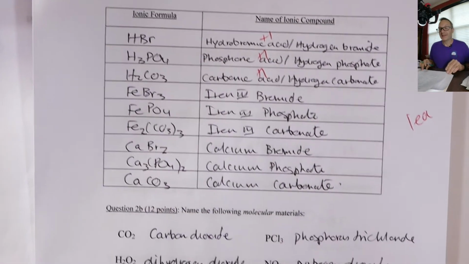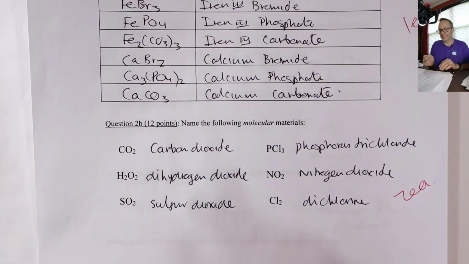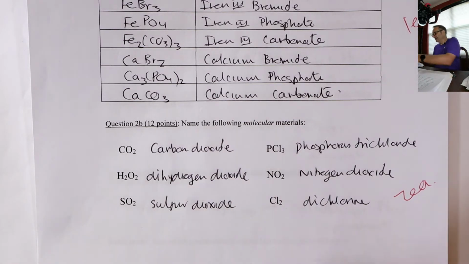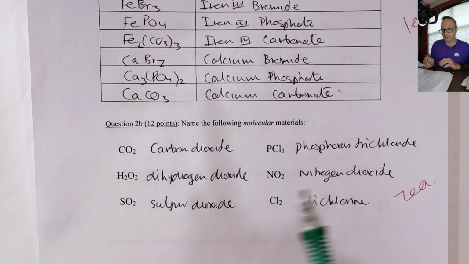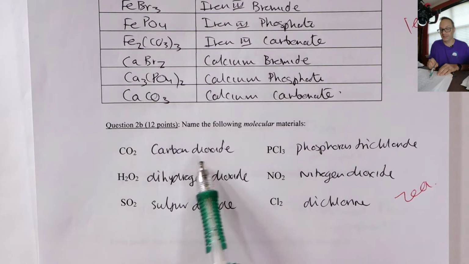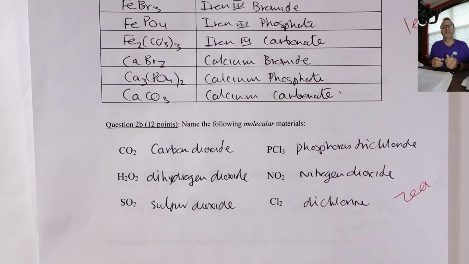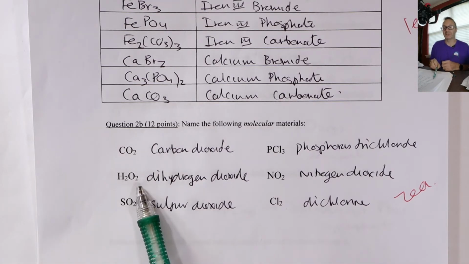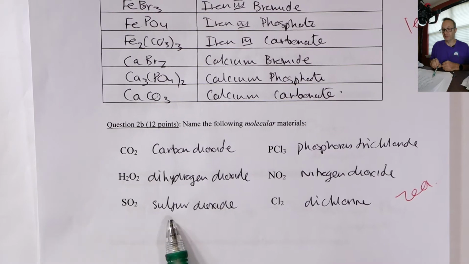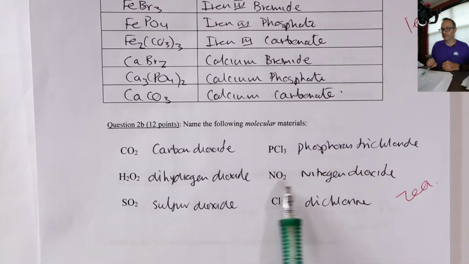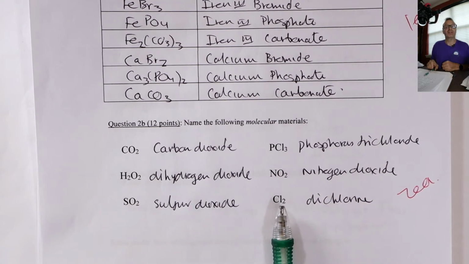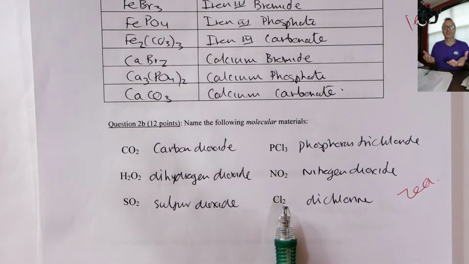Next one, the same molecular materials. Somewhat similar on both, but I'll go through them both. CO2, carbon dioxide. H2O2, hydrogen peroxide, is not molecular. Remember the scheme? 2 hydrogens, 2 oxygens, dihydrogen dioxide. Sulfur dioxide, phosphorus trichloride, nitrogen dioxide. If it's an atom of the same type, it's an element. So it's dichlorine, not chloride.